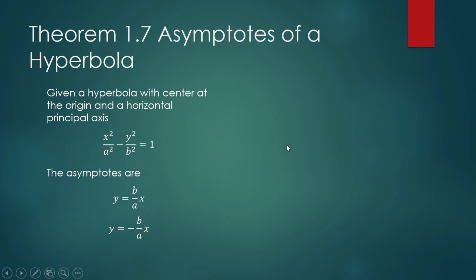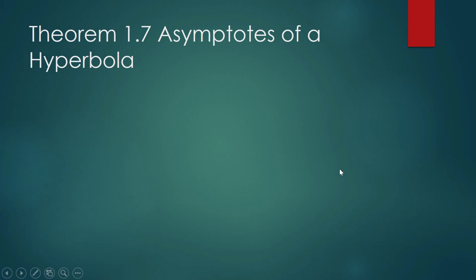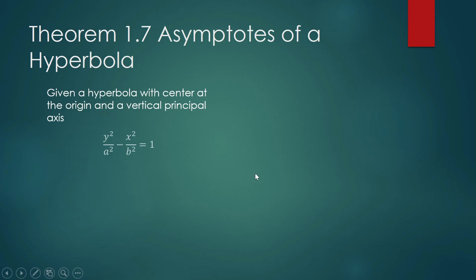So what I would do is equate these terms to 0, so their difference is 0, and then solve for y. Solving for y, something like this will happen. If you get the square root of y squared, y is equal to plus or minus b over a times x. So this would be the pair of asymptotes for your hyperbola when the center is at the origin and the principal axis is horizontal. How about when the principal axis is vertical?